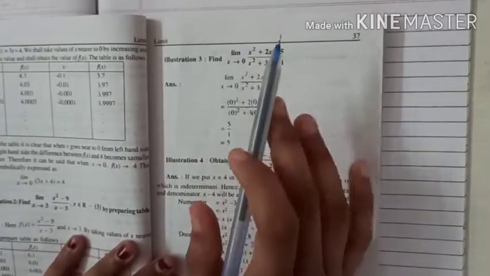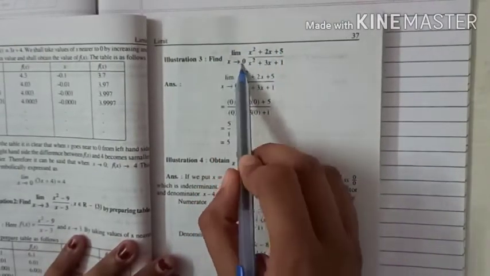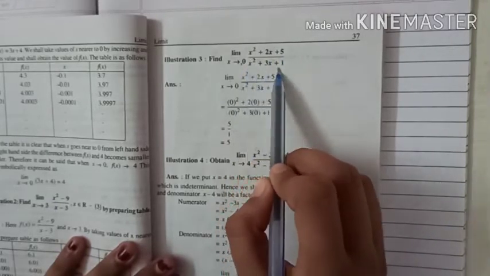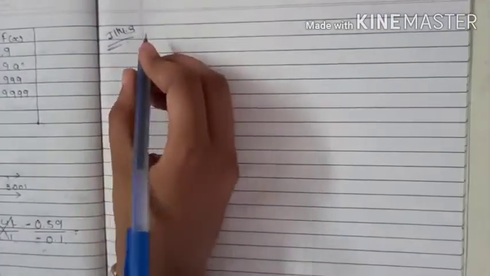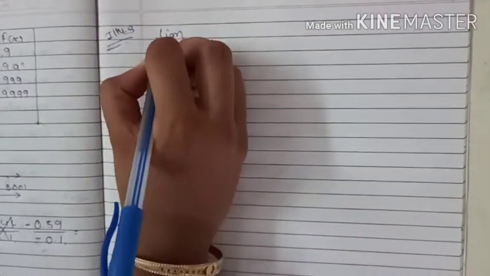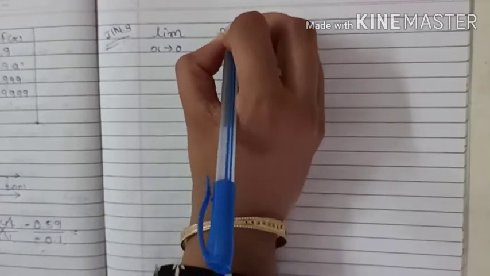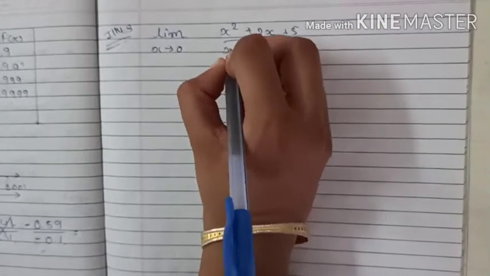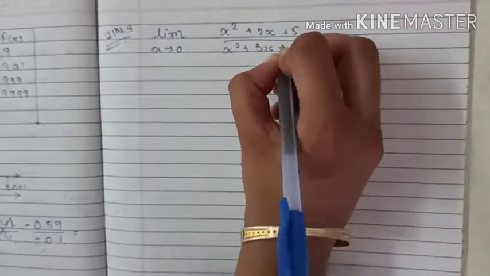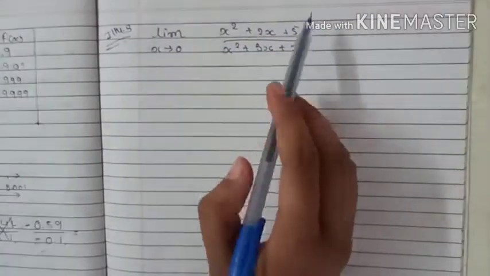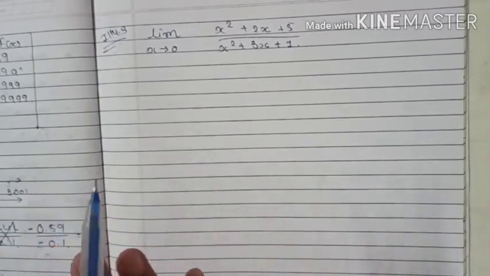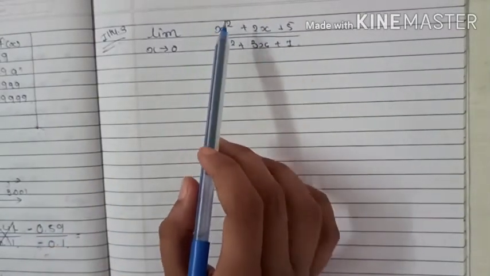Find the value of limit x tends to 0, x square plus 2x plus 5 divided by x square plus 3x plus 1. So what is given? Limit x tends to 0, x square plus 2x plus 5 upon x square plus 3x plus 1. Before solving it, we have to know whether factorization is possible or not. So can we factorize this function or not?